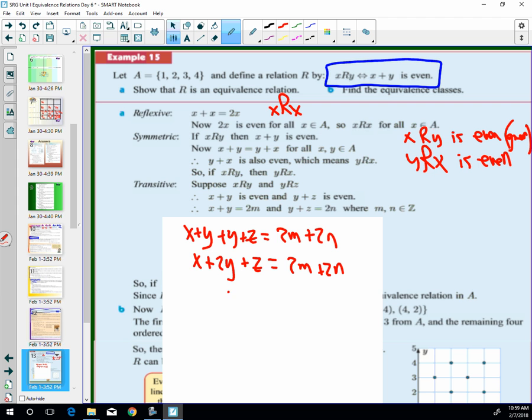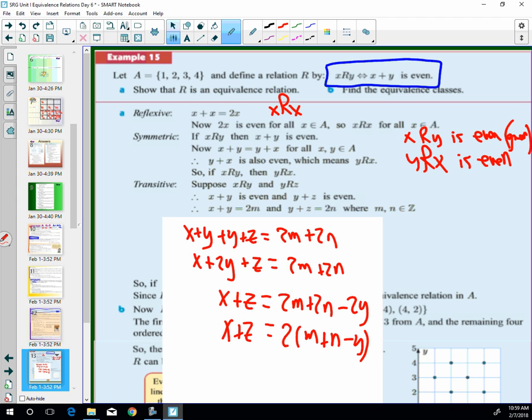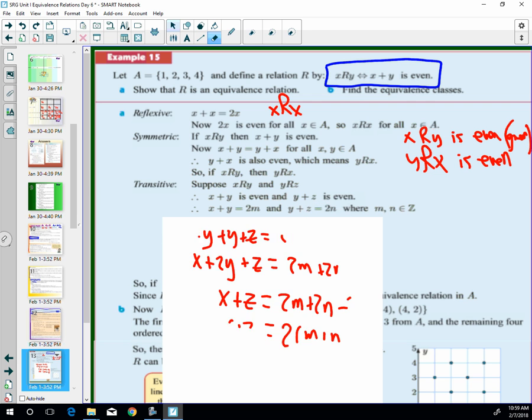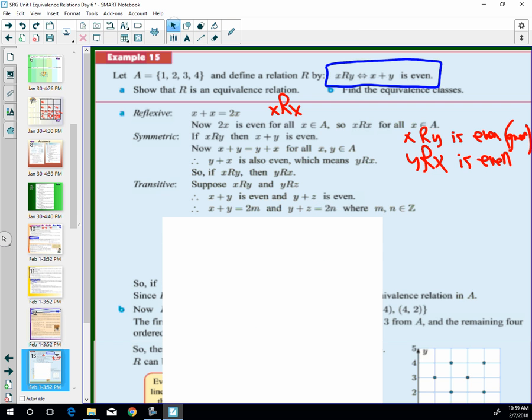We'll solve for x plus z. You're going to get 2m plus 2n minus 2y, and no matter what m, n, and y are, that's going to be even, for sure. And what are you saying about x and z, x plus z? What did we define it as? Even. So transitive-wise, it has to work out so that they're even. Isn't that neat? I thought that was really surprising to me how cool that was.